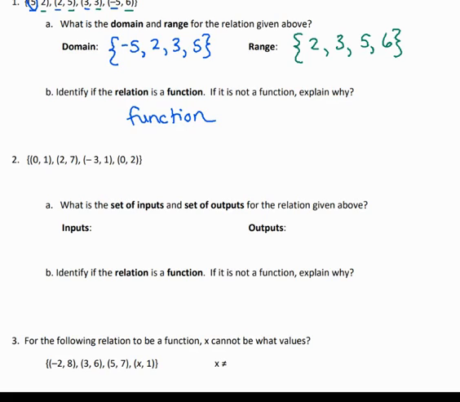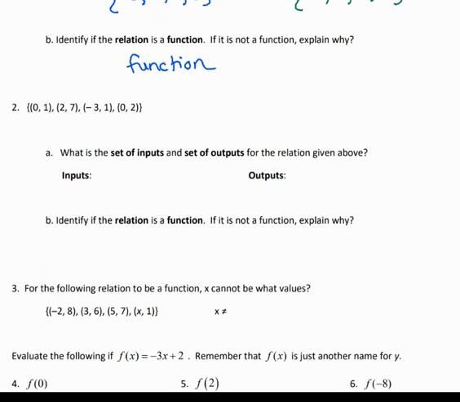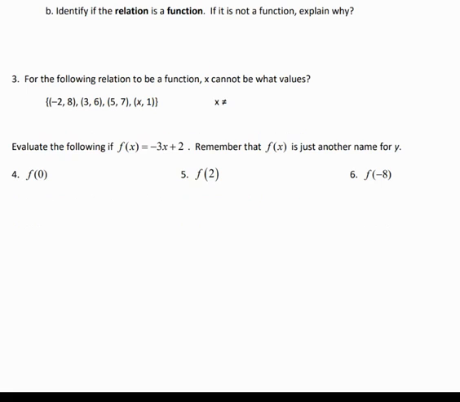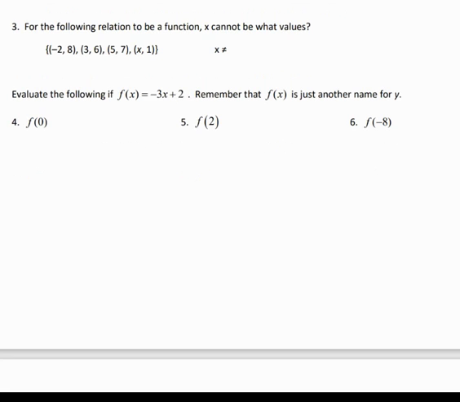I'm going to skip number 2. You guys will go back to that one. Very similar. Just remember, inputs is the same thing as domain. It's your X values. Outputs is your Y values. Okay. Let's look at number 3. So please make sure you're following along with us.